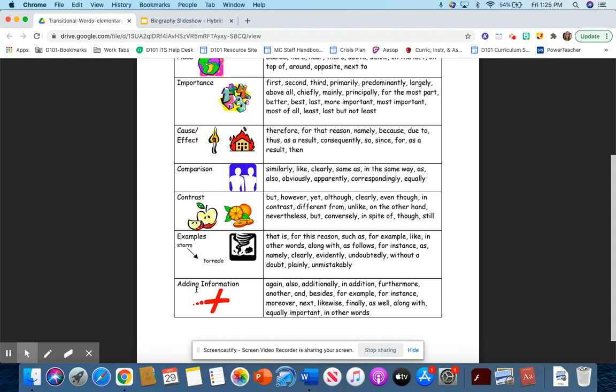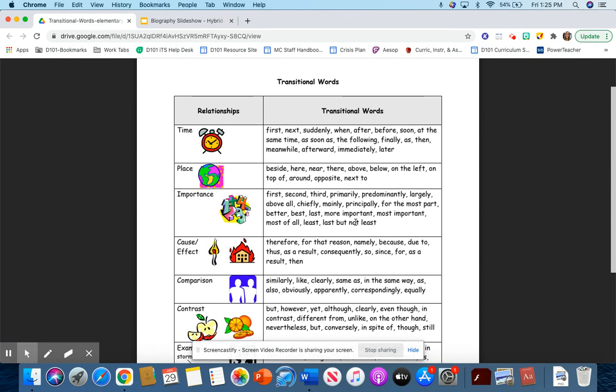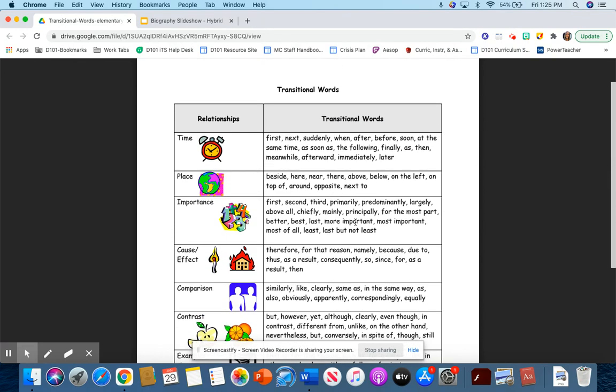And then finally, you might have transition words that signal to the reader that you're adding on information. So words like again, also, additionally, in addition, furthermore. So make sure that you take a look at this list, because this is going to give you some ideas. It'll help you not only identify the words you're already using naturally, but also come up with other words that might be good for you to include in your writing.